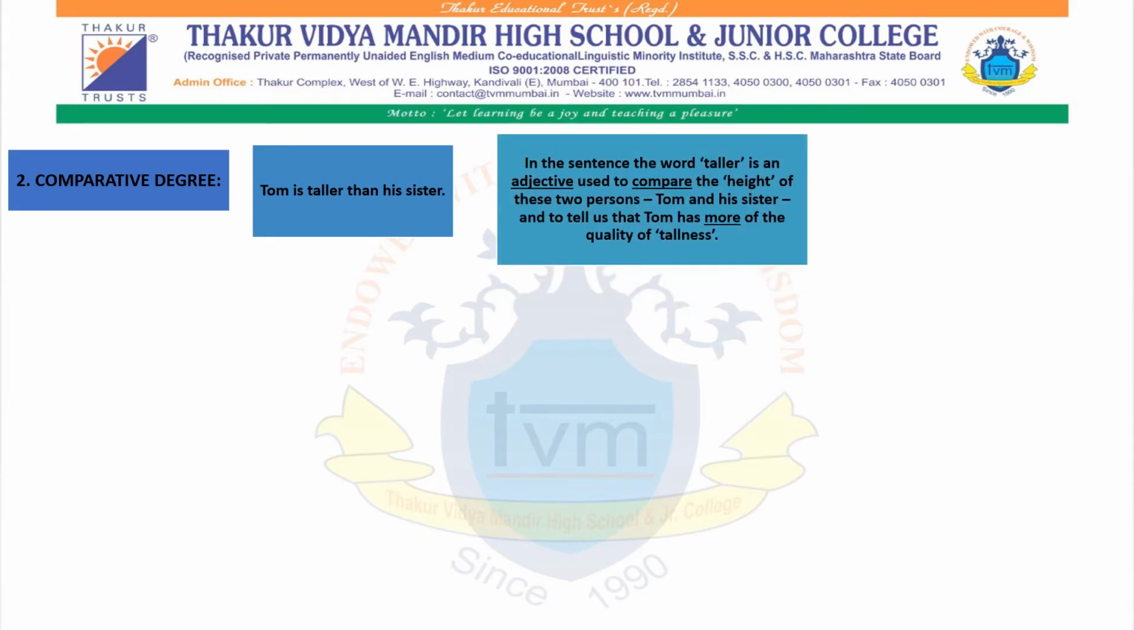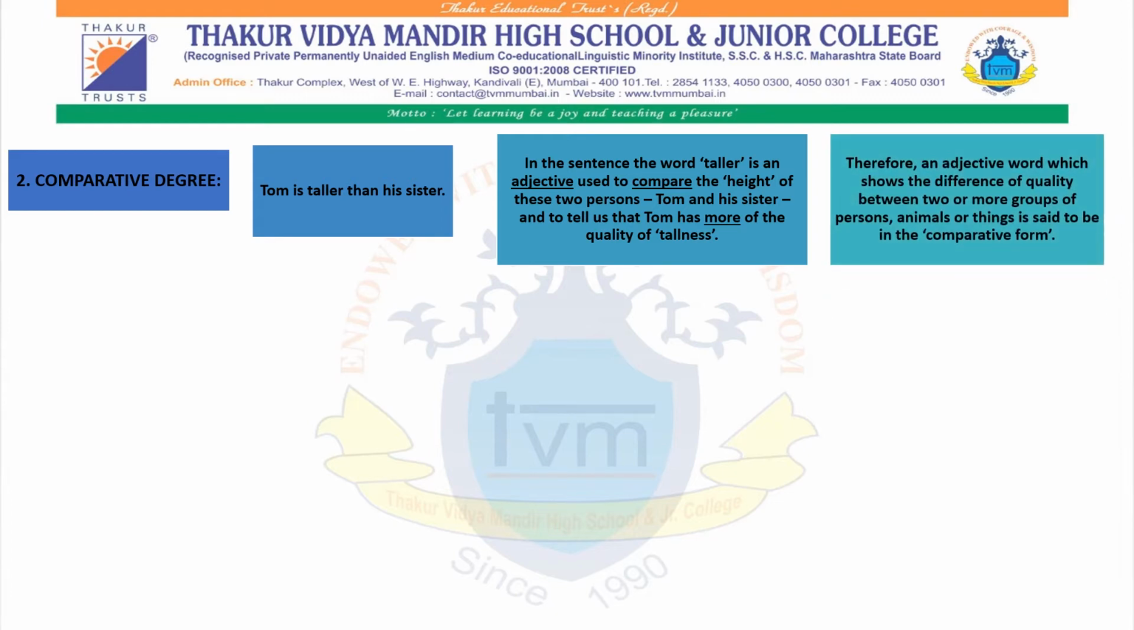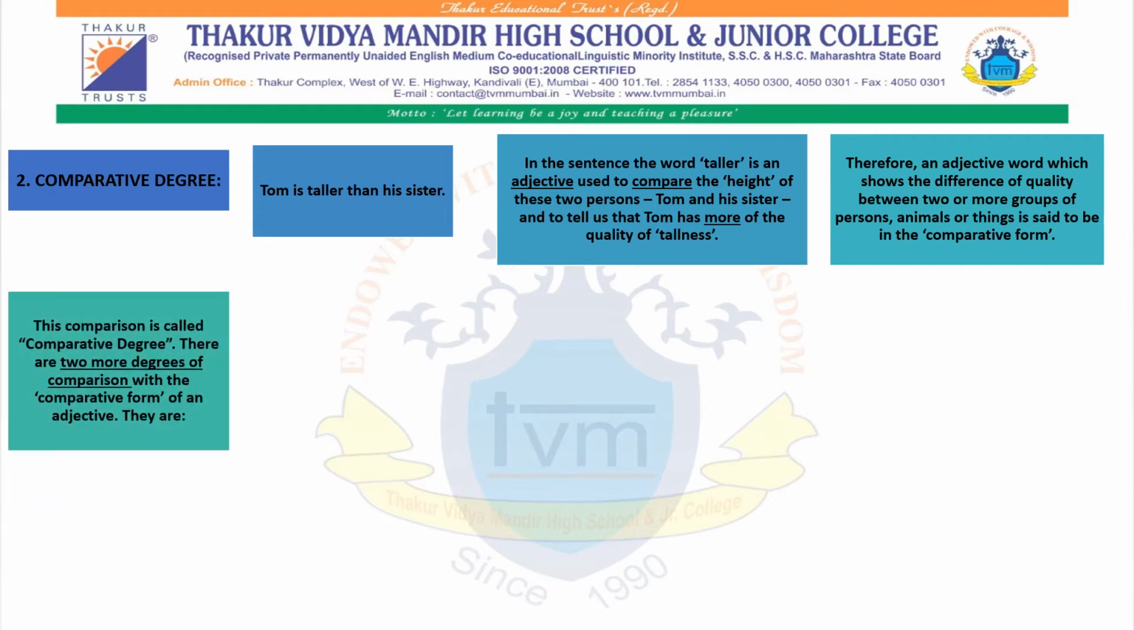In the sentence, the word taller is an adjective and is used to compare the height of the two persons, that is Tom and his sister, and to tell us that Tom has more of the quality of tallness. Therefore, an adjective word which shows the difference of quality between two, or it can be more groups of persons, animals, things, etc., is said to be in the comparative form. This comparison is called comparative degree.